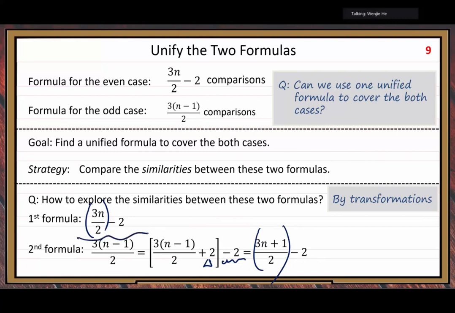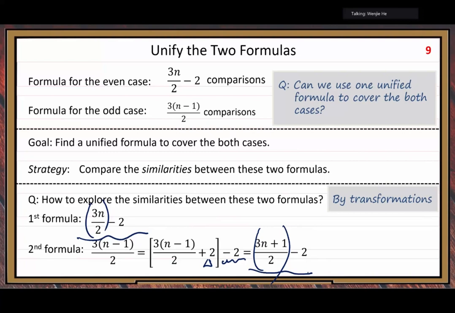Both formulas, both mean number of comparisons, right? Yeah, both mean number of comparisons. The number of comparisons must be integers, right? Yeah, must be integers. For 3n over 2 to be an integer, n should be an even number, right? If n is an odd number, 3n over 2 cannot be an integer.